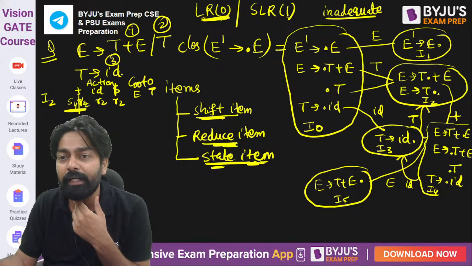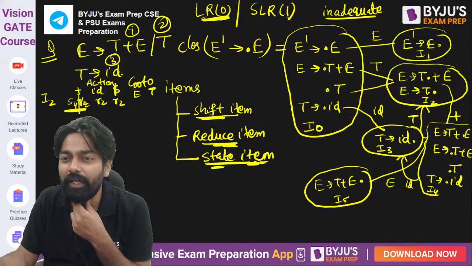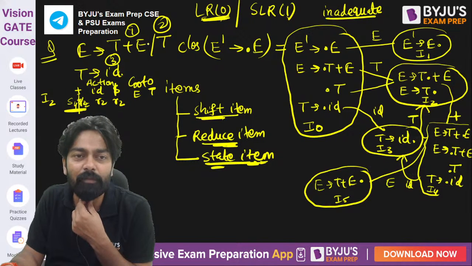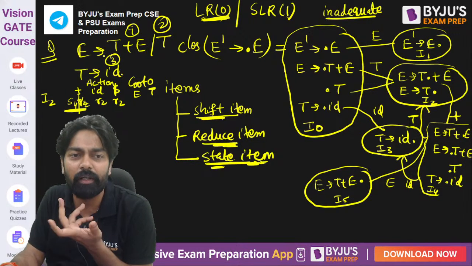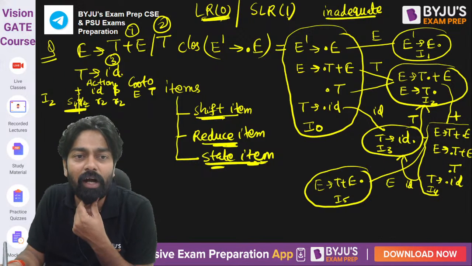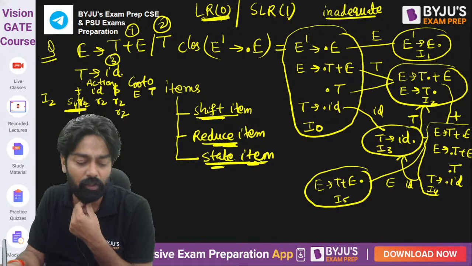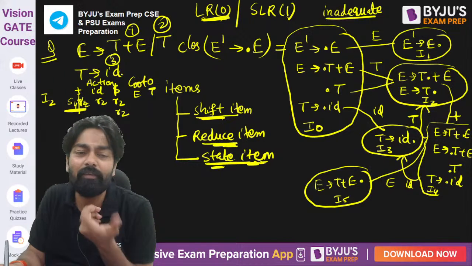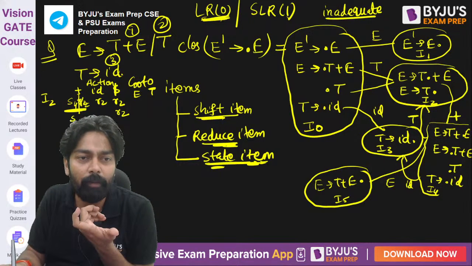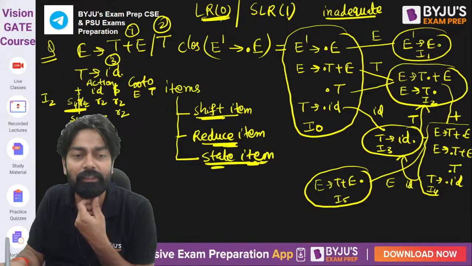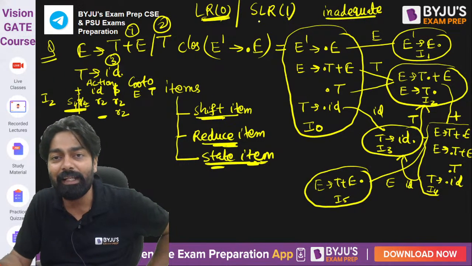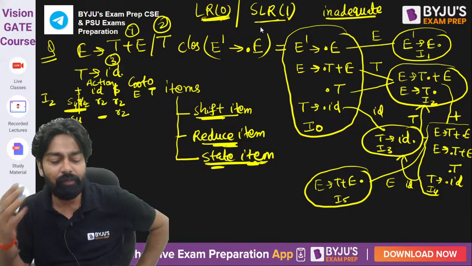So how is the reduction entry decided? See here: E equals T dot. We need to use follow for this one. What is follow of E? Follow of E is nothing but, see clearly, dollar. So now, my dear friend, R2 will go only in dollar. So here we don't have any reduction. Even though we have S4 here, this is dash. So we don't have any shift-reduce conflict. So in SLR1, we don't have any shift-reduce conflict.